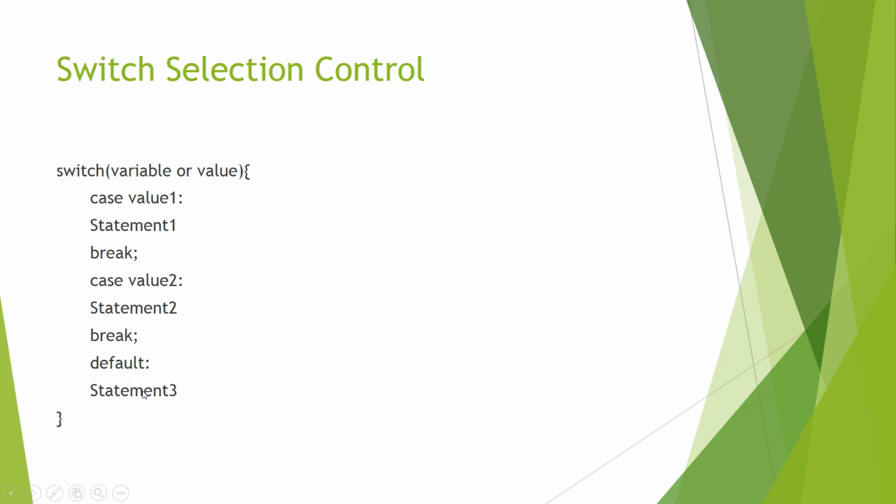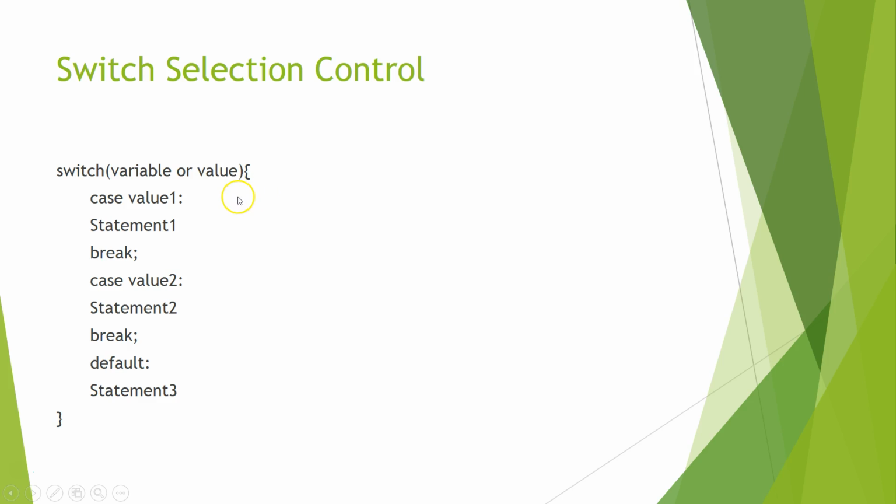How does this work? The program now is stopping at this line, which says case value 1. The program will evaluate whether this variable or value equals this value or not. If yes, it starts executing the statements inside this case until what? Until seeing a break statement, and then after this break, the program will go out of this switch body.